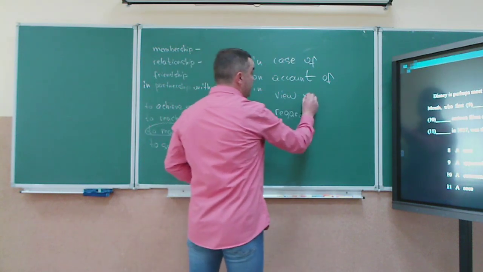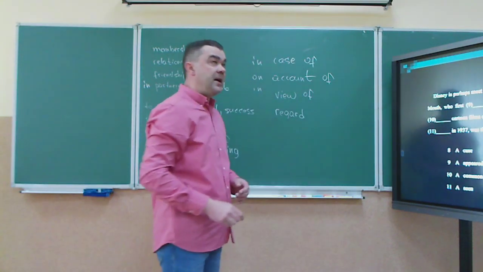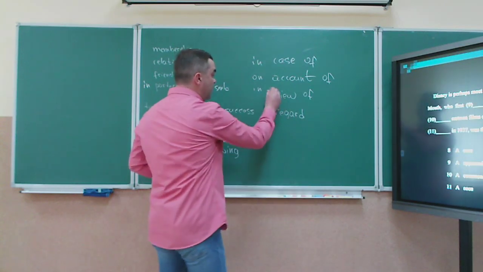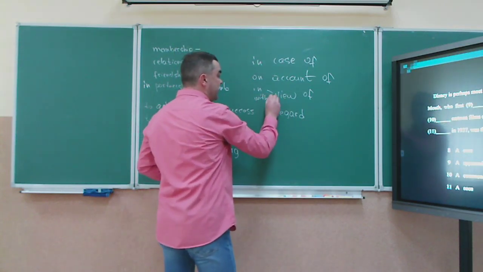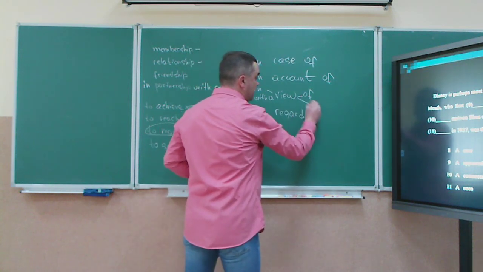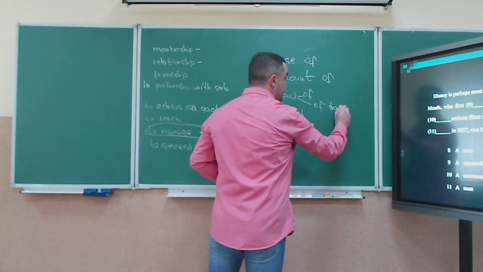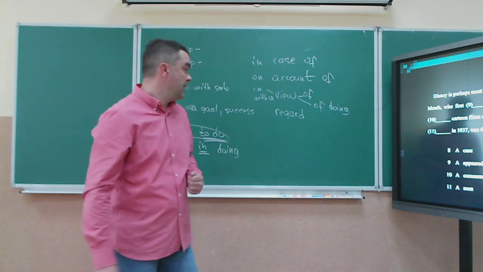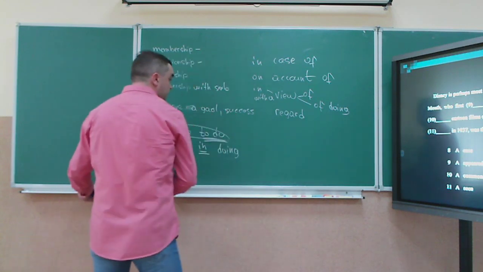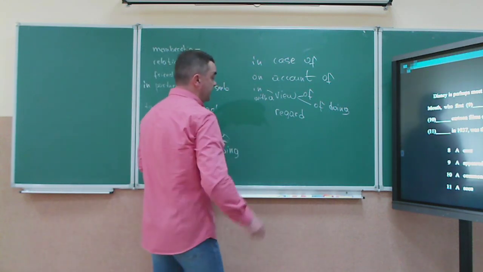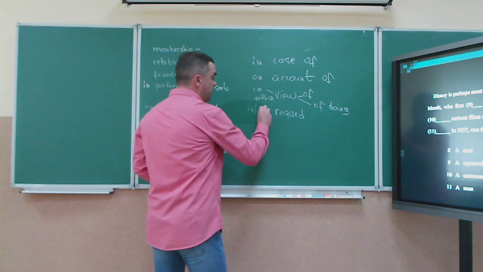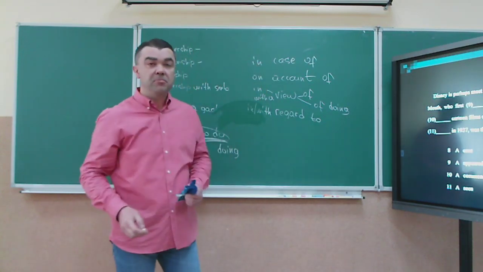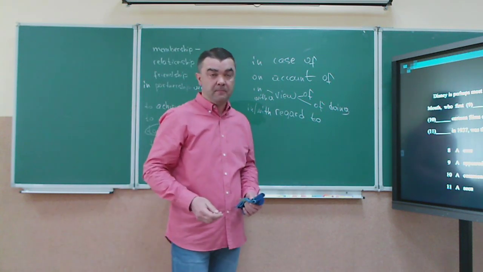In view of, it means that considering some particular point, or one more, with a view of doing something, means with the aim of doing something. And the last one is regard. In or with regard to means in connection with.